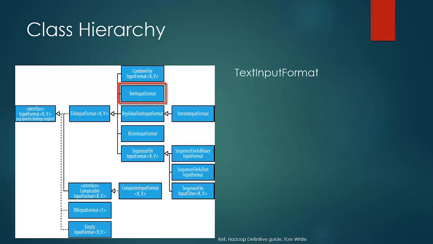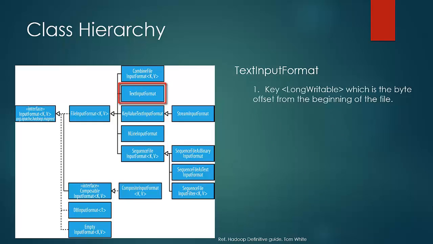TextInputFormat supplies the map with key as LongWritable, which is the byte offset from the start of the file, and value as Text, the line, which excludes any line terminator. This is the default input format.